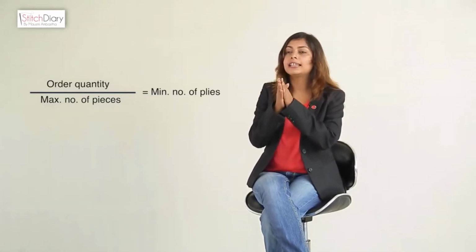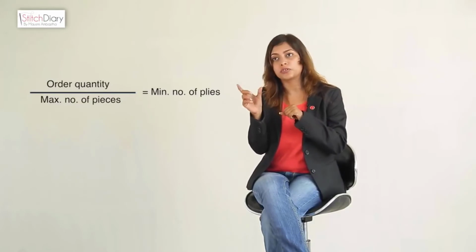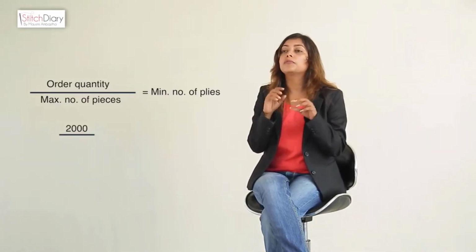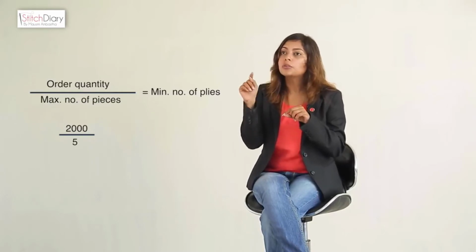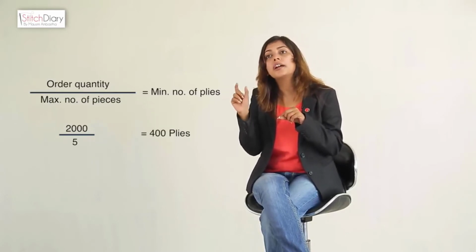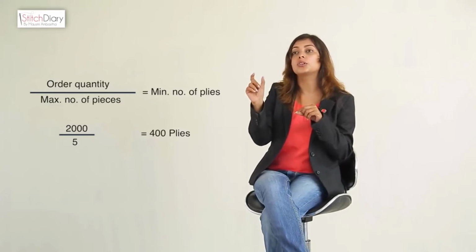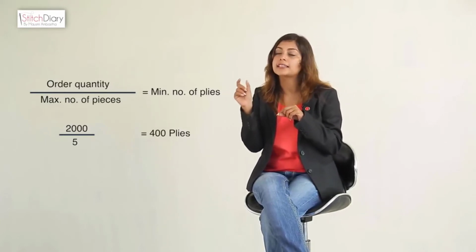For example, let's say your order quantity is 2000 pieces and you can put 5 pieces in one marker. Then 2000 divided by 5, 400 plies is your target to achieve for minimum number of plies in an order. If you stay close to 400, you would have minimized your end loss.